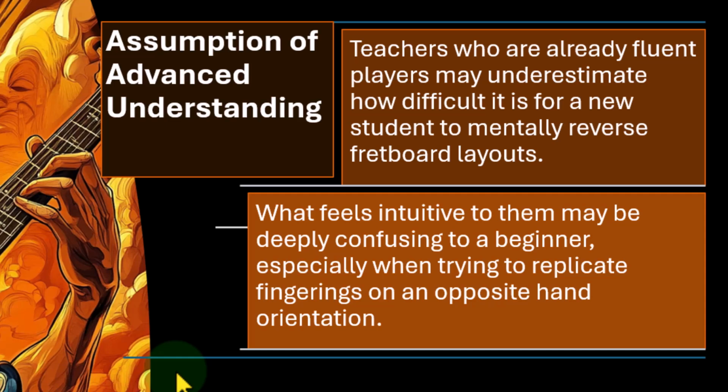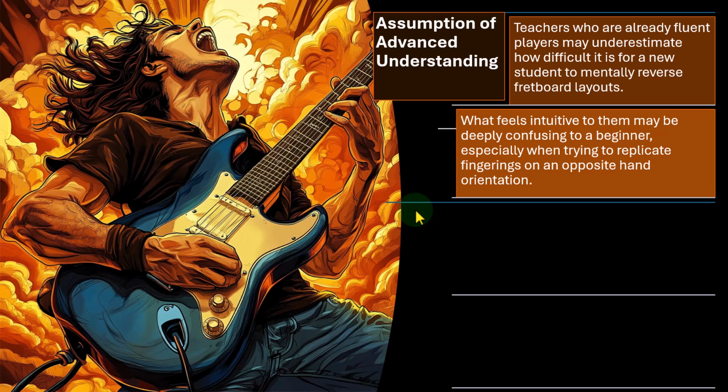Our memories, I don't even think, are accurate, right? Whenever we tell a story about the past, we change it every time we tell it. I don't trust anything anyone says, like, "Well, five years ago this happened." I don't remember it that way, right? So the person who's playing right now probably can't even really relate to what it was like. They've changed the story in their mind so much since they learned it 20 years ago that it's probably difficult to put themselves into the shoes of the learner. So what feels intuitive to them may be deeply confusing to a beginner, especially when trying to replace fingerings on opposite hand orientation.